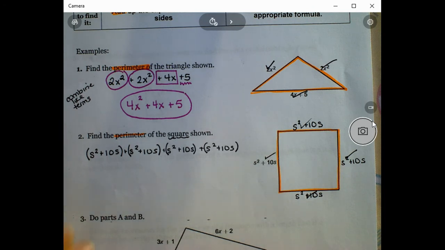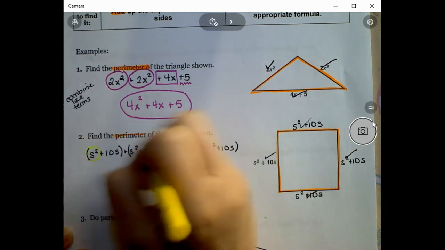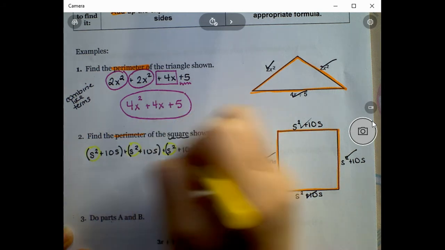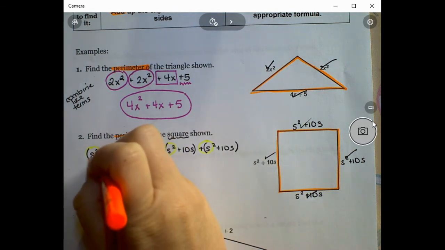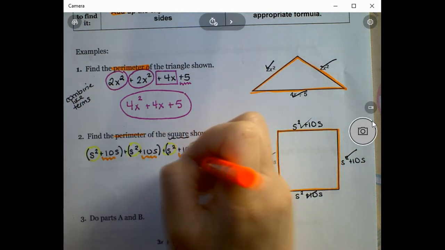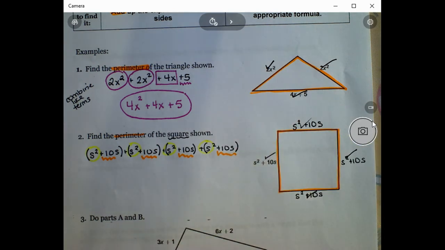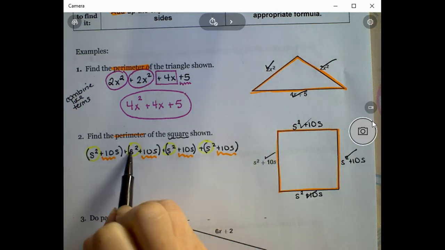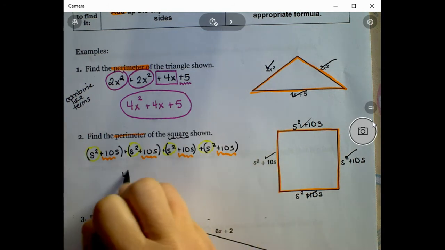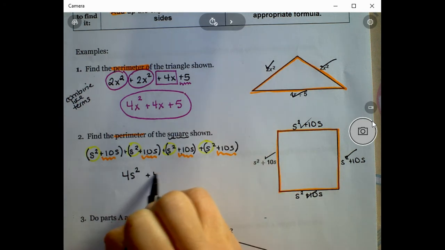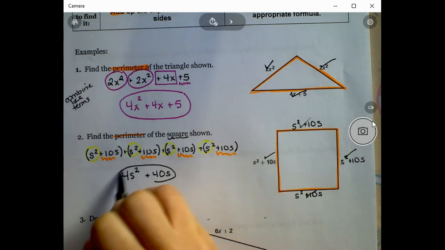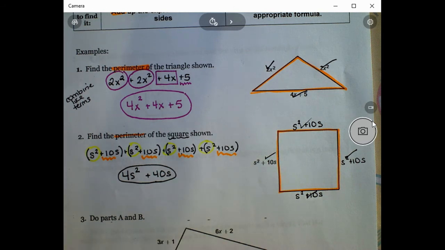And now we're going to go through and find the like terms. So we have s squared, s squared, s squared, s squared. And then we have our s's. And now we're going to combine like terms. 1, 2, 3, 4 s squareds. 10, 20, 30, 40 s's. And that expression represents the perimeter of that square. All right, let's do the next one.